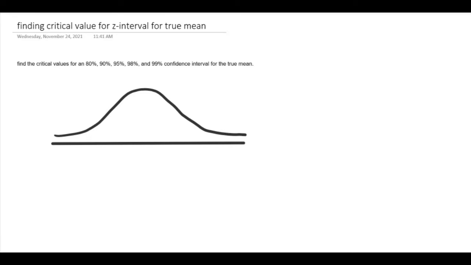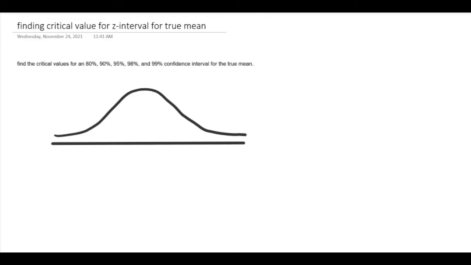But today we're going to be looking at finding the critical value for the z interval for the true mean. So we're going to find the critical values, or show you how to find the critical values, for an 80, 90, 95, 98, and 99% confidence interval for the true mean.